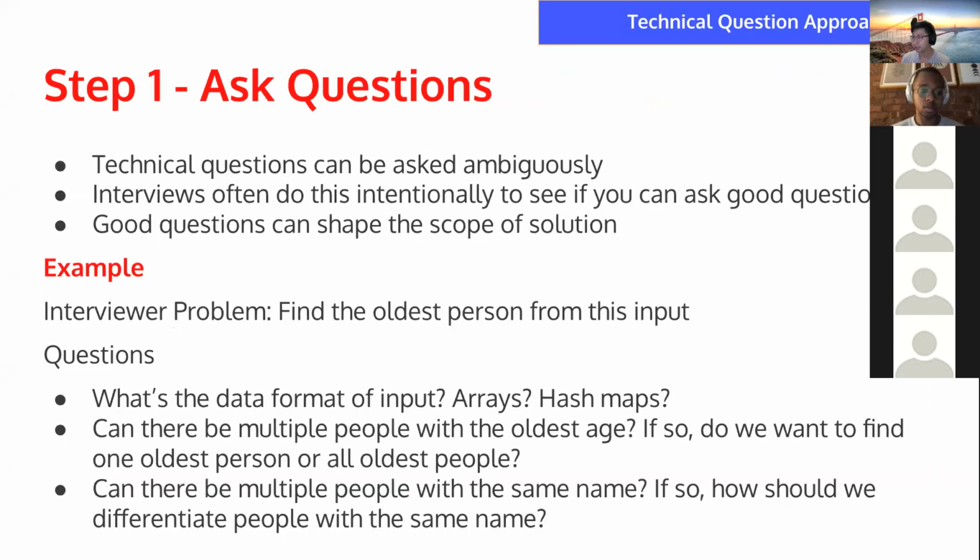So the first step is to ask questions. Oftentimes, questions can be asked in a very ambiguous manner. So it's important to just ask if there's any confusing part or if there are any parts that need clarification so that you can narrow down the scope of your problem.